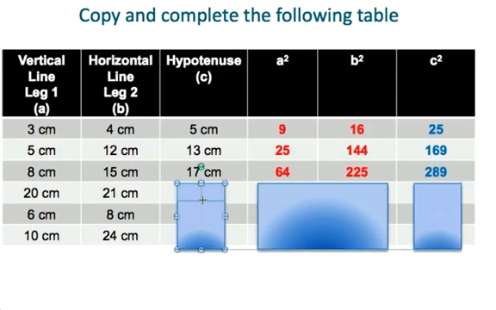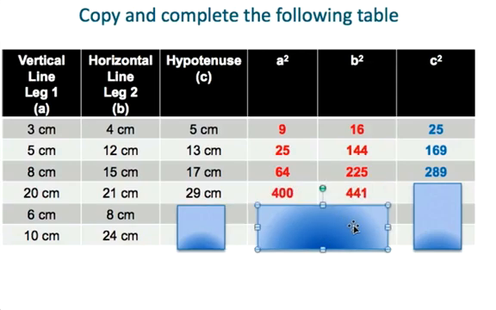Now, in the next one, we have 20 centimeters, 21 centimeters, and the third side of the triangle should be 29 centimeters. And when we square those values, we get 20 squared is 400, 21 squared is 441, and 29 squared is 841.